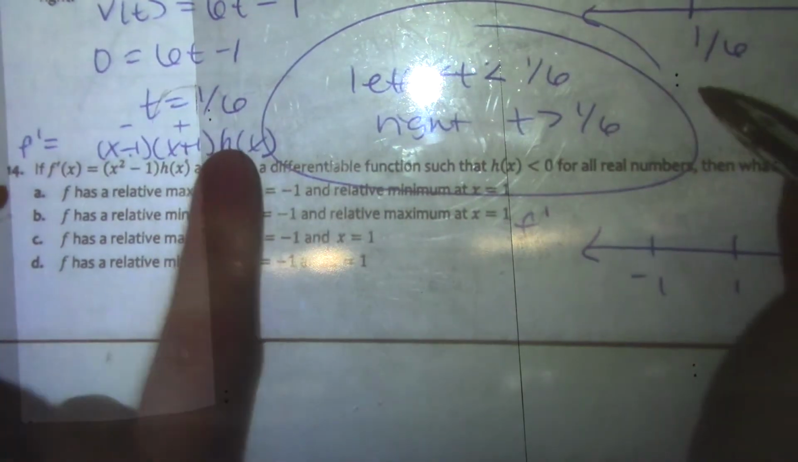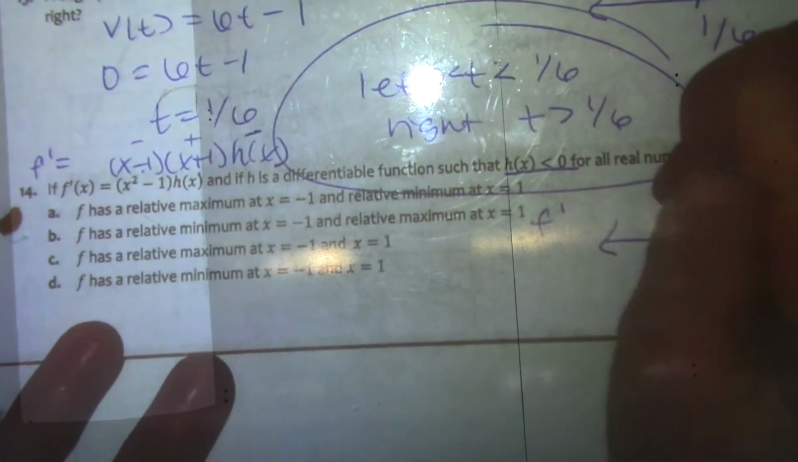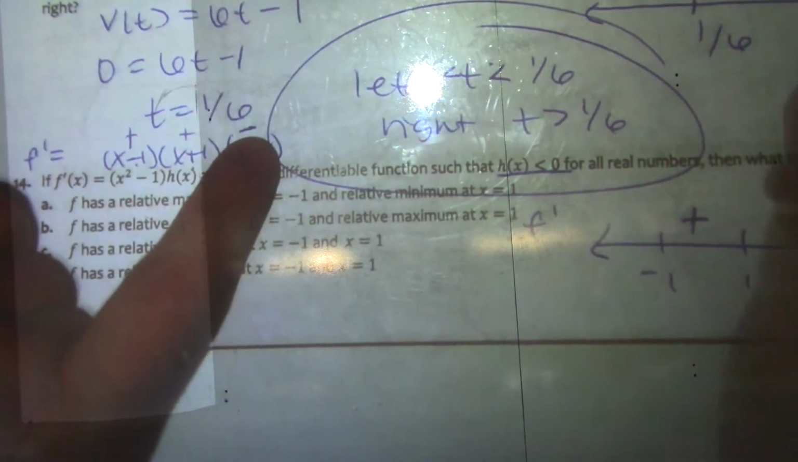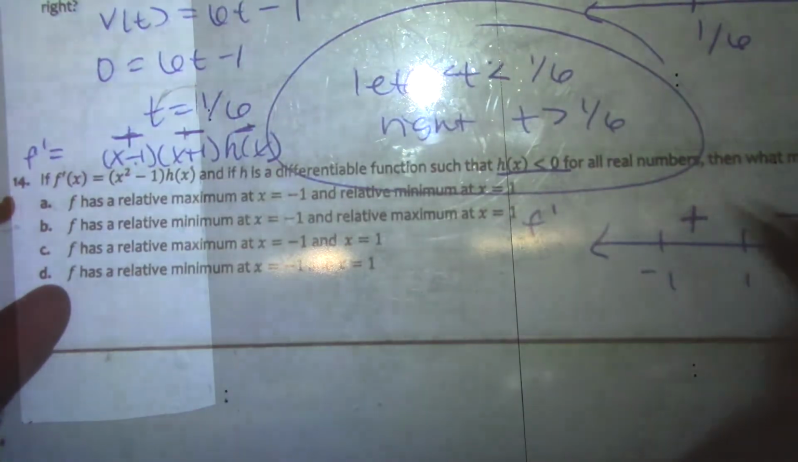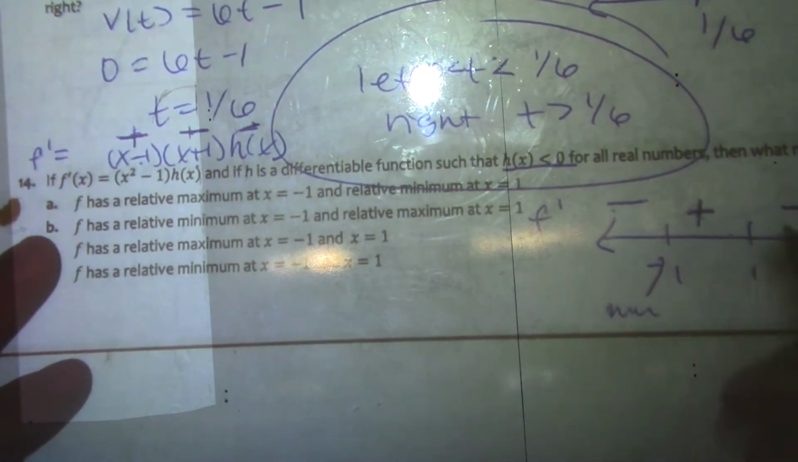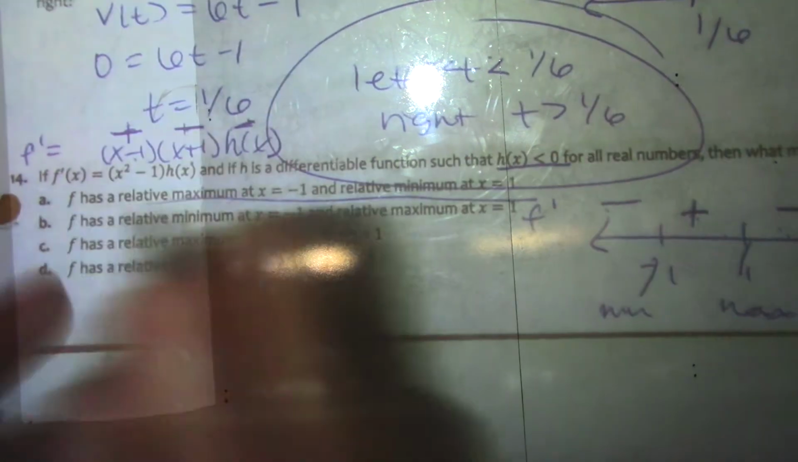It says right here that h of x is negative for all real numbers. This is negative no matter what. Negative times negative would actually be a positive right here. If I plugged in 2, that would be positive, positive, and this would still be negative, so that's negative. If I plugged in negative 2, this is negative, this is negative, this is negative, so that becomes negative. Negative, positive: this is a minimum. Positive, negative: this is a maximum. So minimum at x equals negative 1, and max at x equals positive 1.